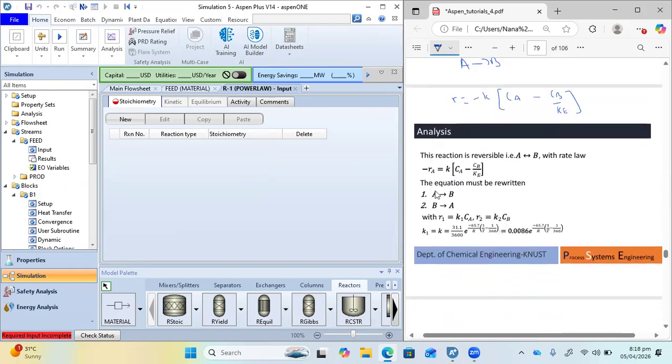Right? So we'll have it in this form. Is that fine? For a reversible reaction, we can break it up into two. We can break it up into the forward reaction and then the backward reaction.